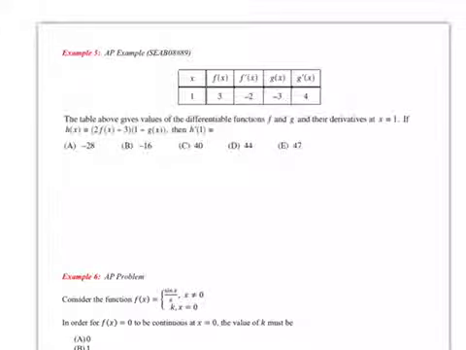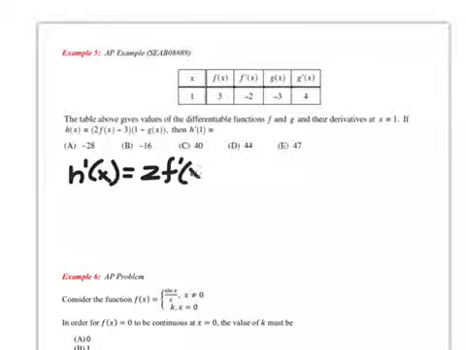Okay, so here's another example where we're given a little bit of information. The table above gives values of differentiable functions f and g and their derivatives at x equals 1. Find h prime of 1. Well, let's first find h prime of x. Derivative of the first would be 2f prime of x. The second would stay 1 plus g of x.